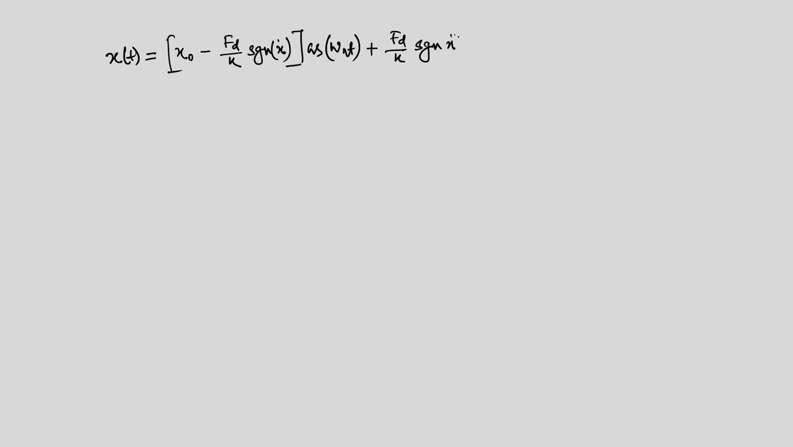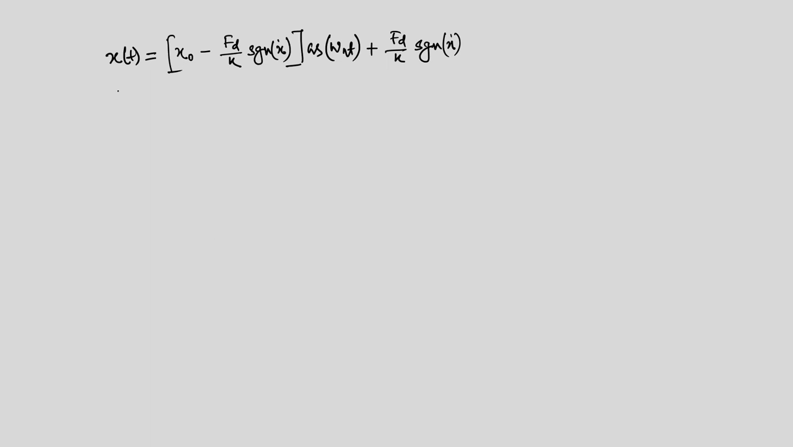So, we have our response x of t, in this case it is x naught minus f d by k signum x naught, cos omega n t plus f d by k. So, that is the solution for the given case.